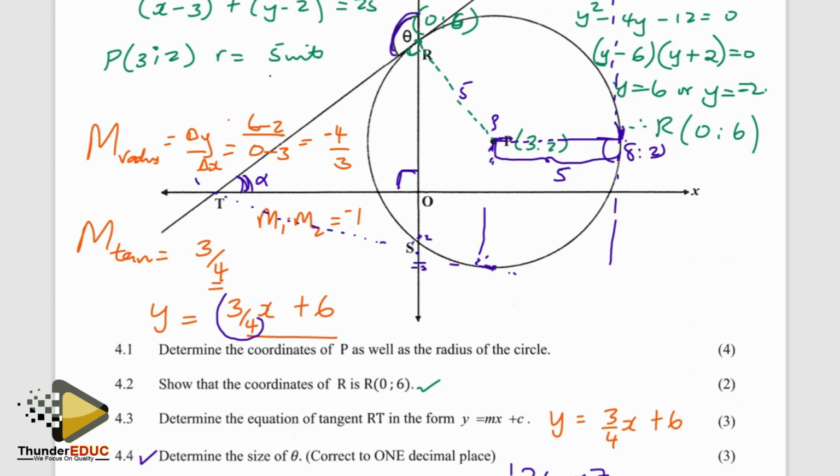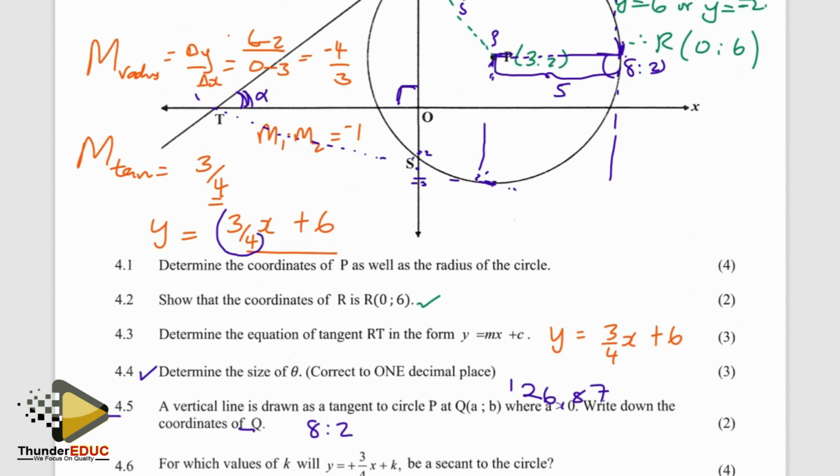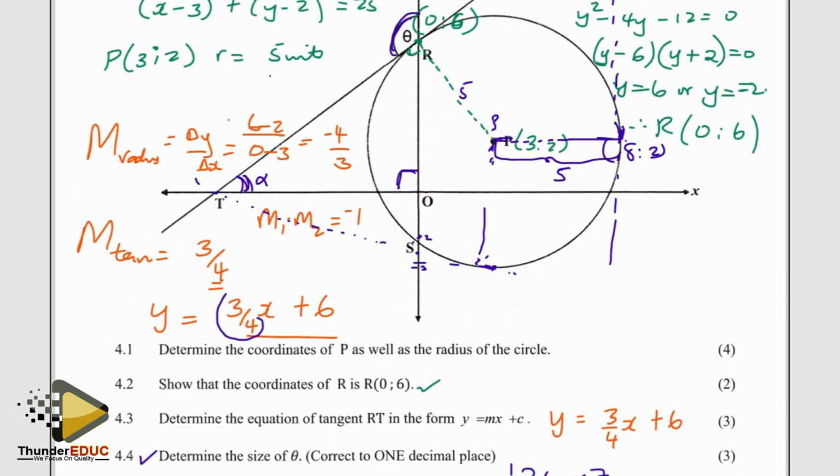All right, then question 4.6. I've been asked for which values of k this line will be a secant to the circle. Currently it's a tangent. For it to be a secant, it must be cutting the circle at 2 points. With a tangent, it cuts the circle at 1 point. So the values have to be below 6.